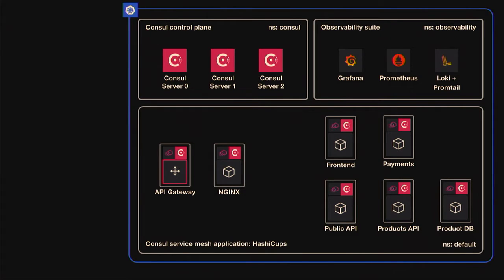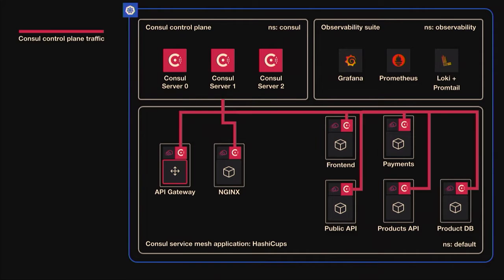And in the observability namespace in the top right, I'm pretty sure that's the orientation on your screen, we have a typical open source observability stack. That was, as we mentioned, Grafana, Prometheus, Loki, and Promtail as well, which we're going to use to collect and visualize our metrics and logs from both the control plane and the data plane. Finally, in the default namespace, the big rectangle at the bottom, we have our microservice-based demo application, HashiCups.